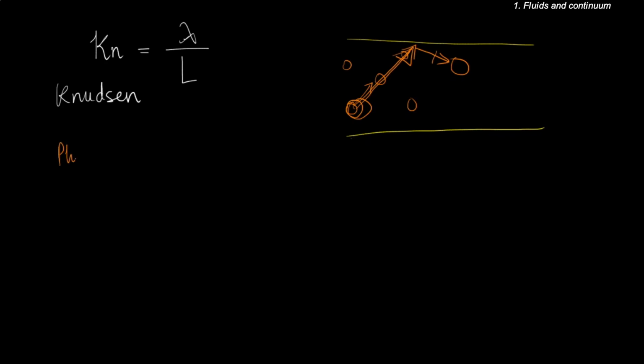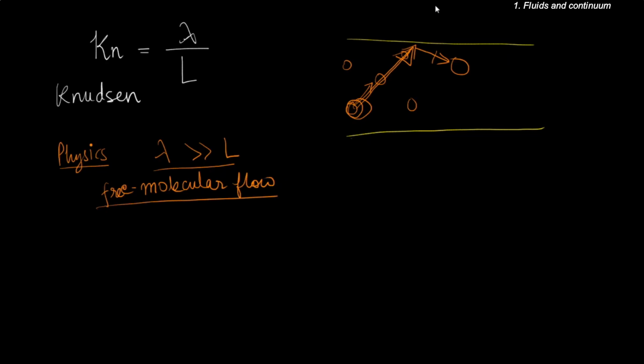So physics wise, if lambda is much larger than the system length scale, it means that the molecule necessarily collides with walls. So the molecule, instead of interacting with other molecules, is interacting more with the walls. And this means that the physics has to necessarily account for the discrete nature. These kinds of flows are called free molecular flows. In such flows, you necessarily have to account for the discrete nature of the particle.